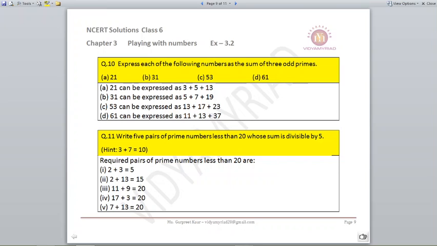Now the required pairs are like 2 plus 3, which gives you 5, and 5 is divisible by 5. 2 plus 13, 15. 11 plus 9, 20. 17 plus 3, 20. 7 plus 13 is 20. And we have to write down only primes. You will have to pick the prime numbers less than 20. So all the numbers are less than 20 and all their sums are divisible by 5.